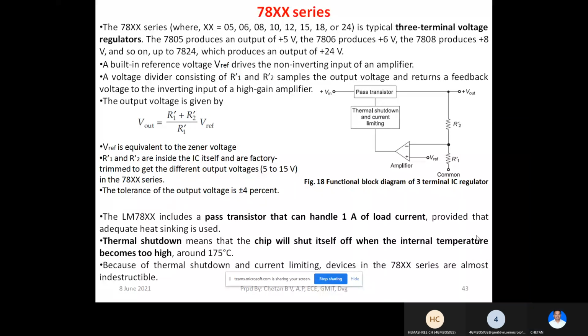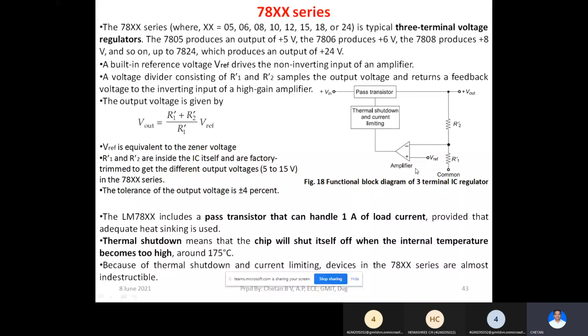In this series, we have a number of devices, and each device is an IC voltage regulator. On the screen, you can see the block diagram of 78XX series device. So it basically performs voltage regulation at the output end using this mechanism. In this mechanism, we have two important blocks. One is thermal shutdown and current limiting. The second block is an op-amp amplifier, which is working like a voltage comparator.